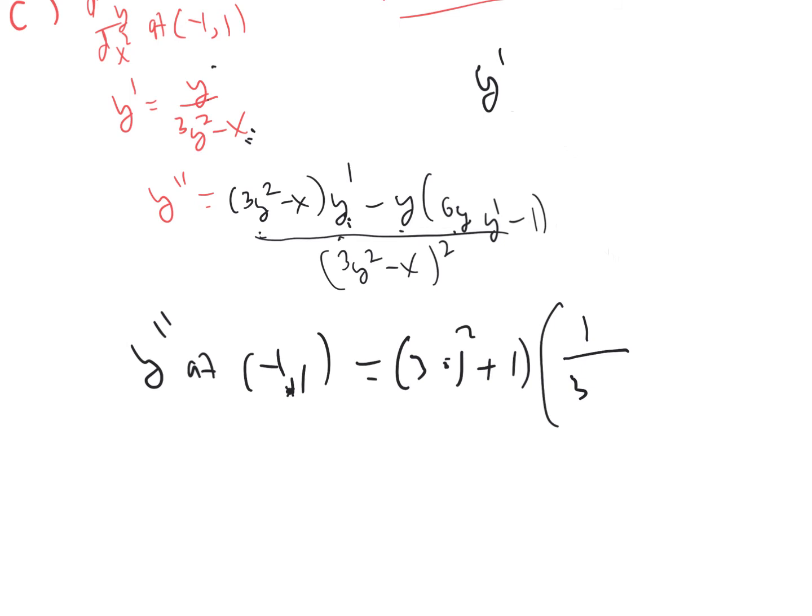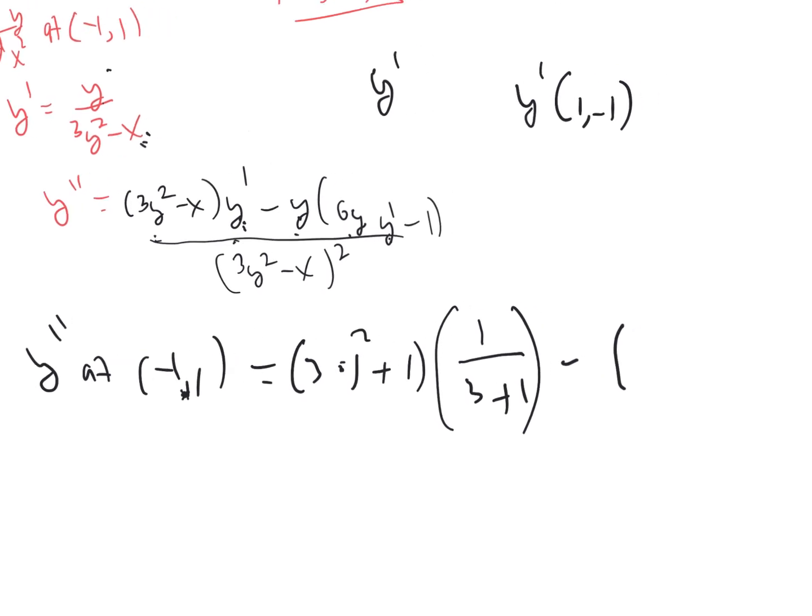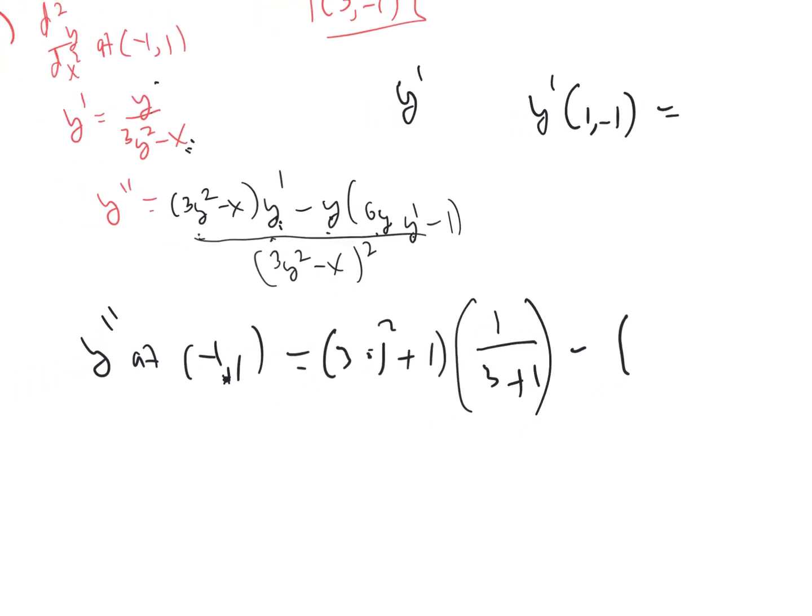Minus the y again is a 1, so I don't write anything. 6 times y is 6 times 1 times the derivative at 1. I already calculated that. What was y prime at 1 comma negative 1? It'd be so much easier because I'm going to use it a couple of times. That was a 1 over a 3 plus 1. It's always a 1/4. Oh, it's right here too, 1/4.